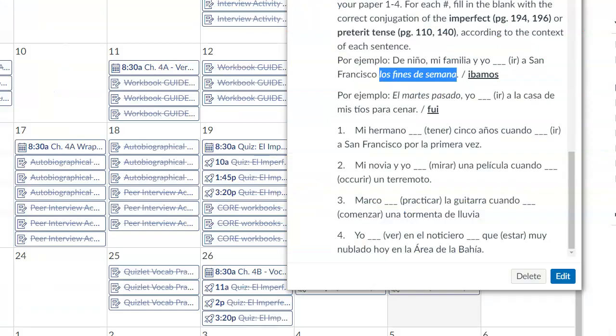So taking a look at your warm-up for today, mi hermano tener 5 años cuando ir a San Francisco por la primera vez. Anytime we talk about age, we're also going to use the imperfect when talking about age in the past.